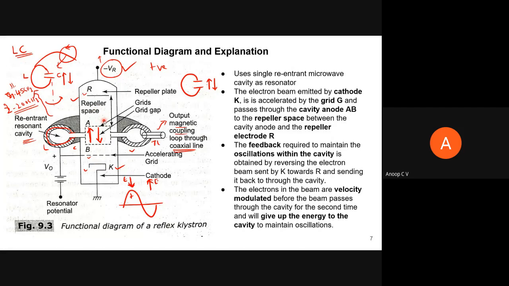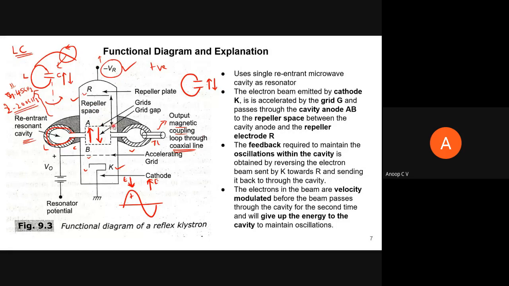Now how can it produce a sustained oscillation? I told you initially the noise will build up, and it will sustain at the resonant frequency. But it should be somehow amplified; it should be given a positive feedback, and then only will you get a sustained oscillation. That positive feedback is given by this particular mechanism. This electron beam will enter the repeller space and it will be repelled back.